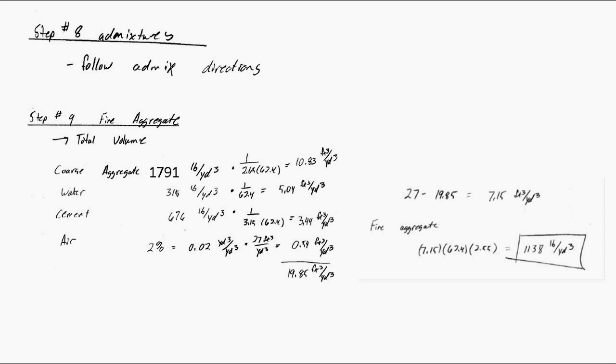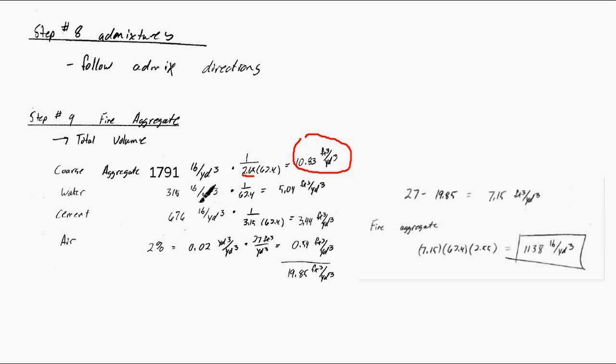So what you see down here is I have my pounds per cubic yard of coarse aggregate, water, cement, and air. I can then turn that into a value of feet cubed per cubic yard by dividing it by its specific gravity multiplied by the density of water. So the specific gravity of the coarse aggregate is 2.65, and the density of water is 62.4, so I'll have 10.83 feet cubed per yard cubed of coarse aggregate. And I do that same calculation for water, cement, and air.